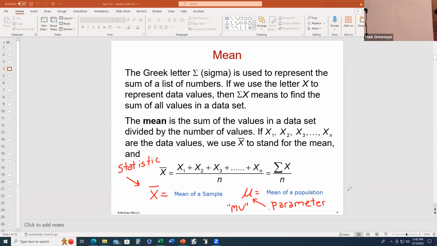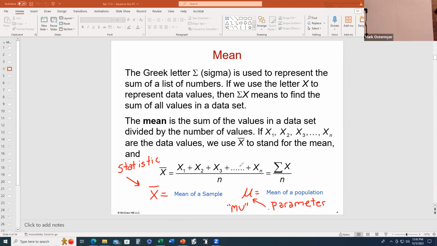All right. And notice the difference in symbolism. Although they do indicate we do the same thing, we add all the observations up and divide by the number we added up. The symbolism is different for the mean of a sample versus for the mean of a population. Notice the difference in symbolism here. All right, so let's get back to the mean of a sample.